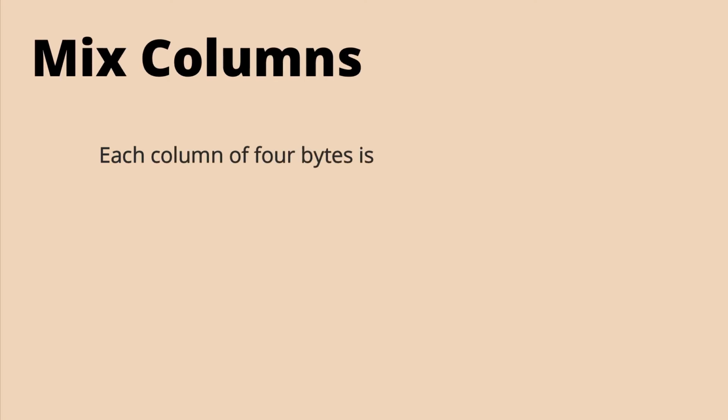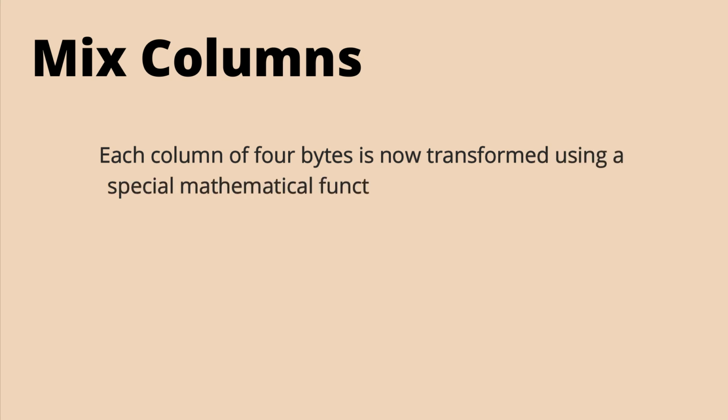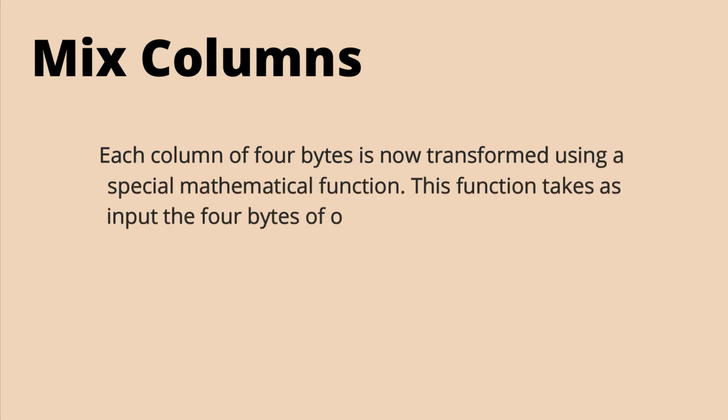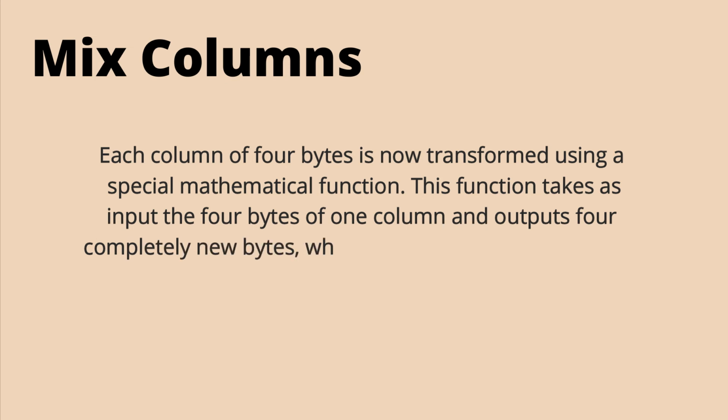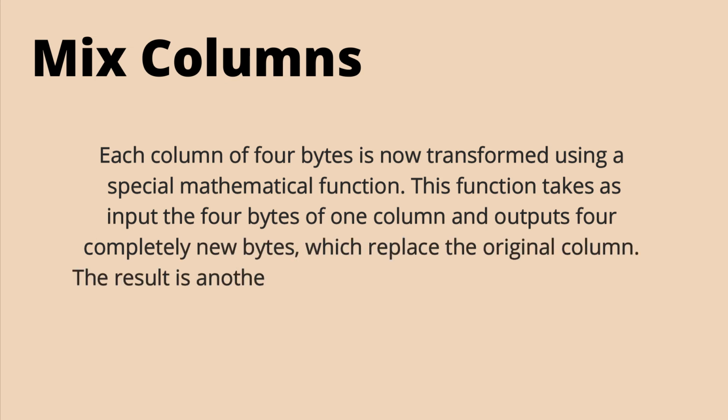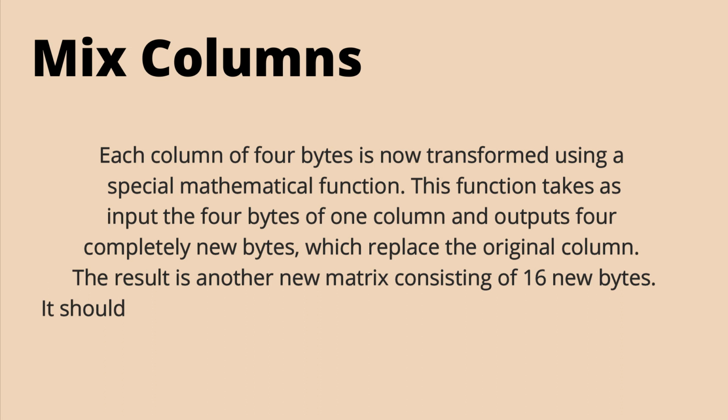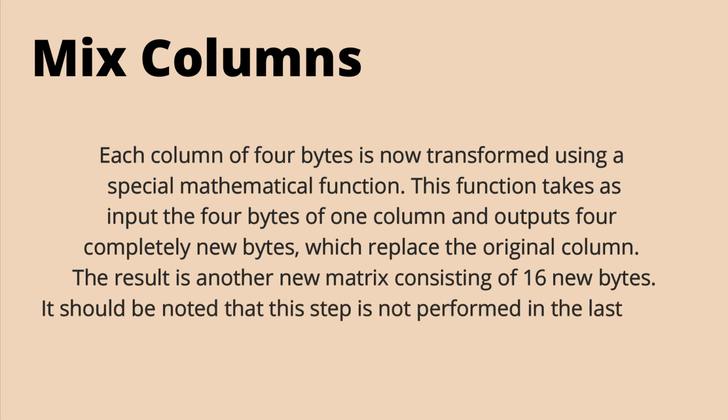MixColumns. Each column of 4 bytes is now transformed using a special mathematical function. This function takes as input the 4 bytes of one column and outputs 4 completely new bytes, which replace the original column. The result is another new matrix consisting of 16 new bytes. It should be noted that this step is not performed in the last round.